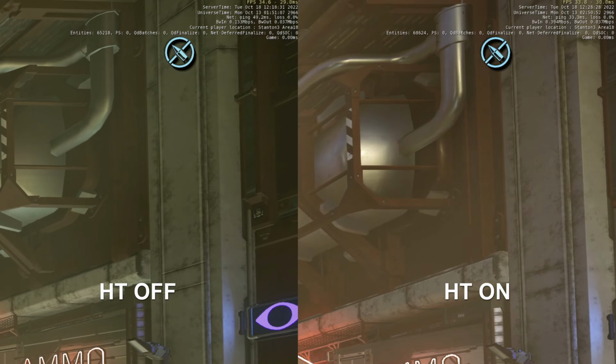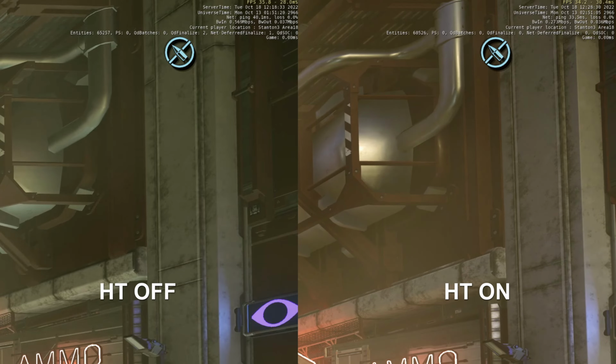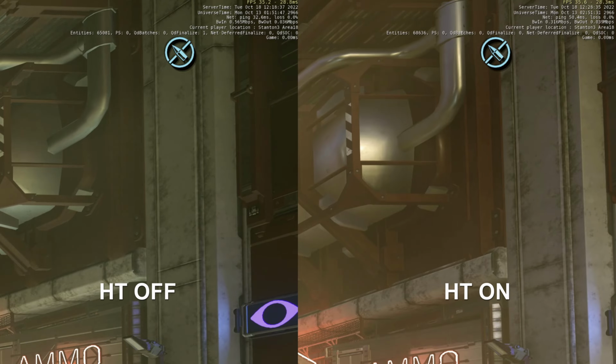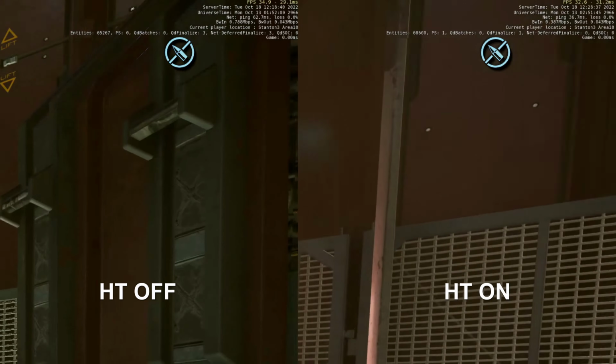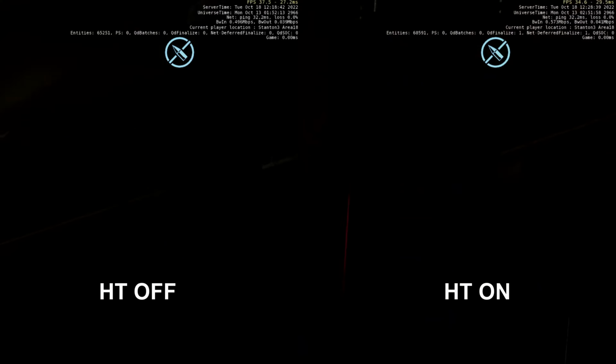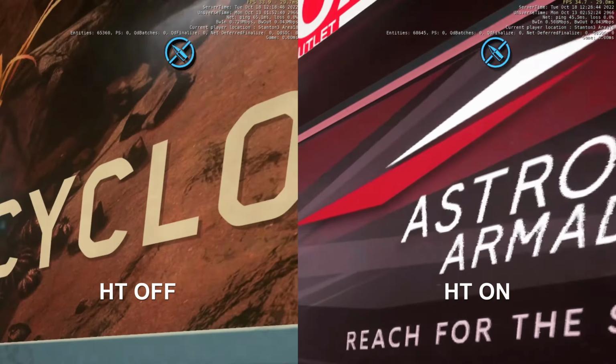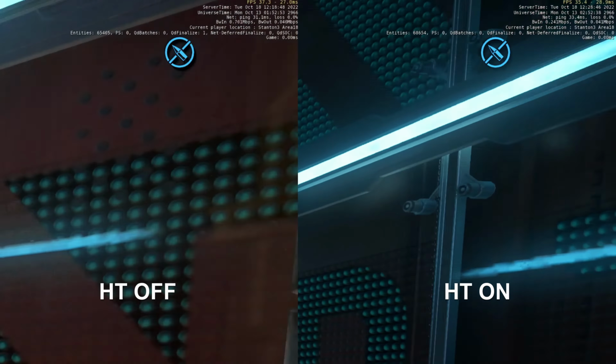Alright guys, Red here. I've seen online that you could possibly boost performance by disabling hyper-threading on your Intel CPU, so I thought I'd do a little experiment and capture the performance difference. On the left is hyper-threading off, on the right is hyper-threading enabled, and there's a few interesting things here.